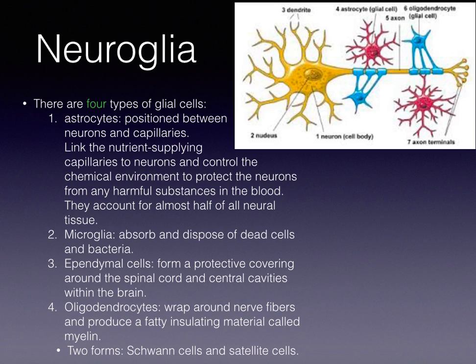So then we have the microglia. These absorb and dispose of dead cells and bacteria. So they're like the garbage men of our nervous system. They're going to dispose of any waste or bad things that we don't want in that system.